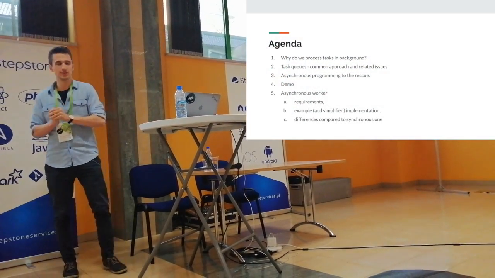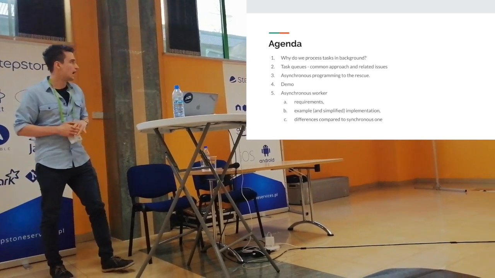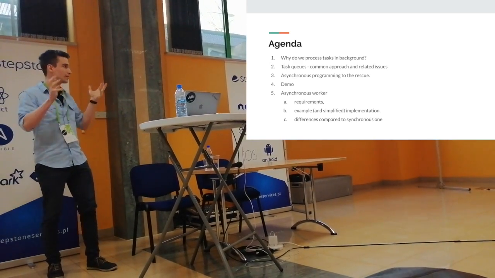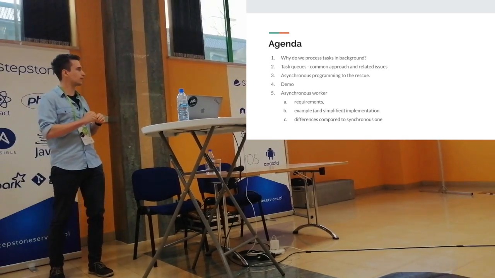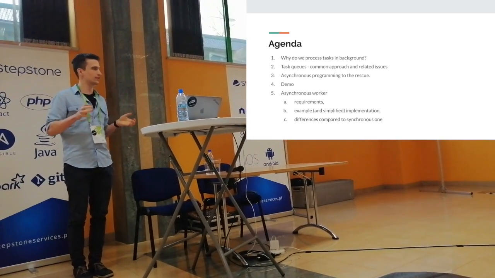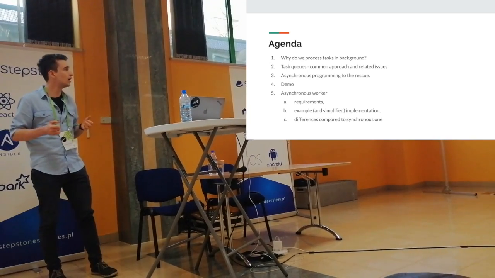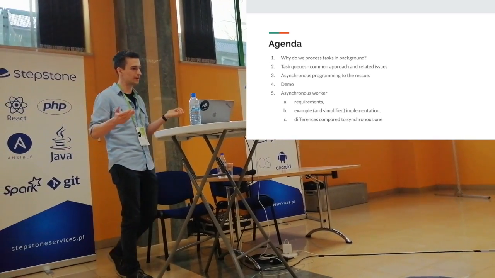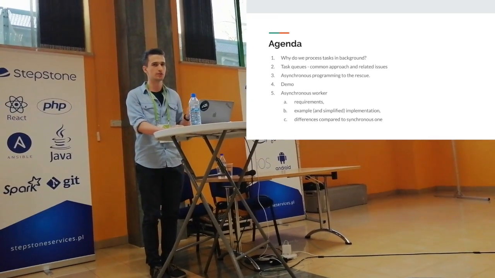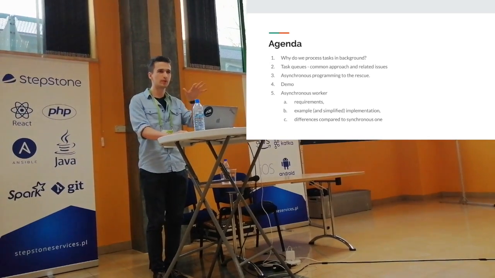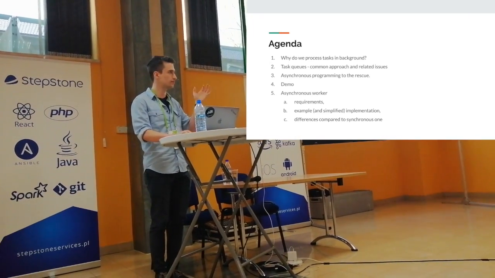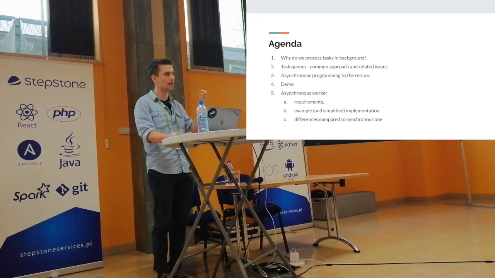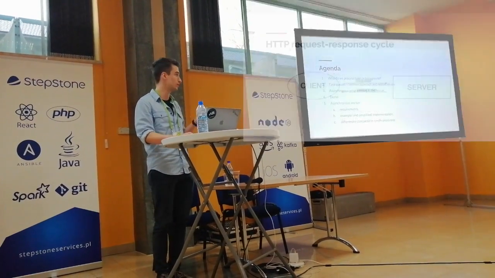All right, so let's get back to asynchronous programming. Here's our agenda for today, and we'll start with some background: why do we process tasks in the background? Then I will jump into asynchronous programming and how it can help us there. Then we'll have a quick demo, and we'll see if it helps us or not. And then I'll suggest my own implementation of an asynchronous worker. It's a simplified version, not expected to work very well in production, but showing you the concept of how it can be done, and maybe it's not as difficult as you may imagine.